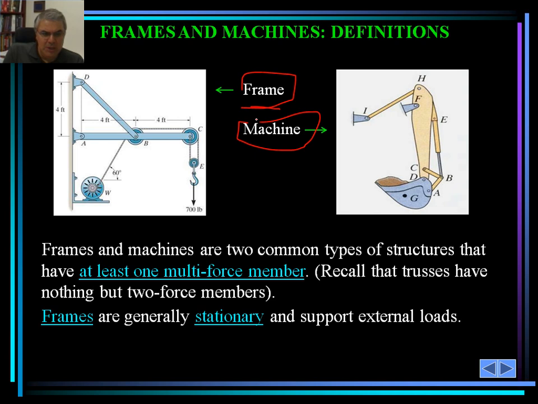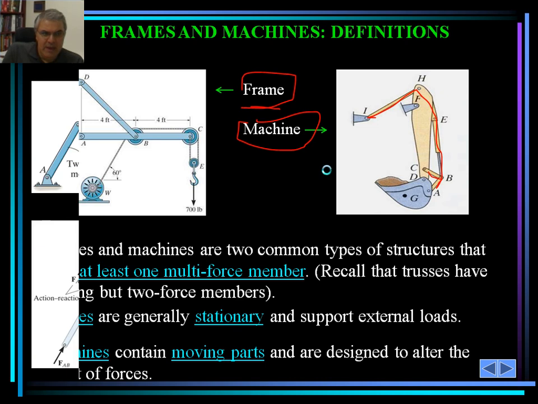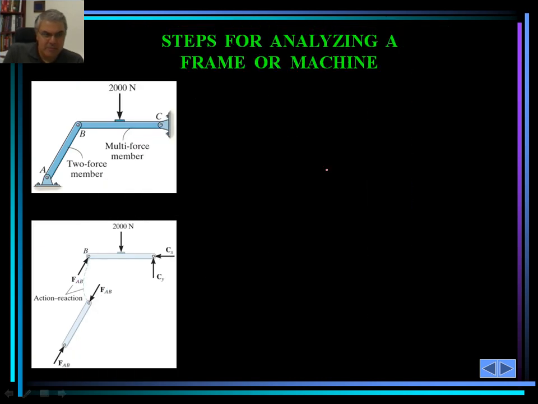Frames are usually stationary and support the external loads. However, machines contain moving parts, at least one, and are designed to alter the effect of forces. So you can imagine the analysis of a machine would be much more involved and complicated than the analysis of a frame, or the analysis of a truss.